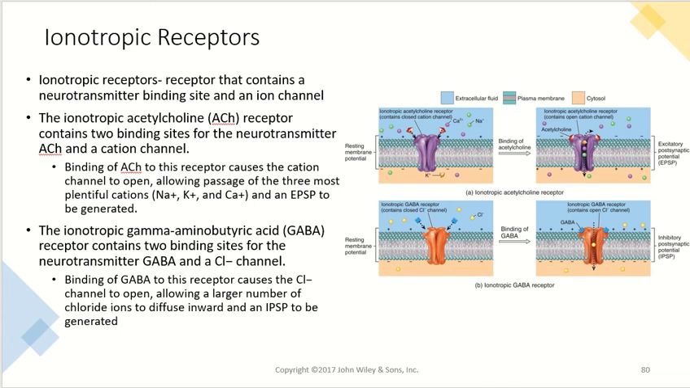Alternatively, then, we have ionotropic gamma aminobutyric acid, or GABA, receptors. It's going to contain two binding sites for our neurotransmitter GABA, again, as well as a chloride channel. So when we have our little GABA neurotransmitter molecules bind to those receptors, it's going to cause our chloride ion channel to open, and it's going to allow for this big influx of chloride ions into the cell, and this is going to cause an IPSP. So it's going to be an inhibitory postsynaptic potential.